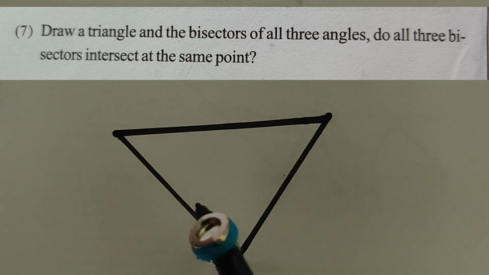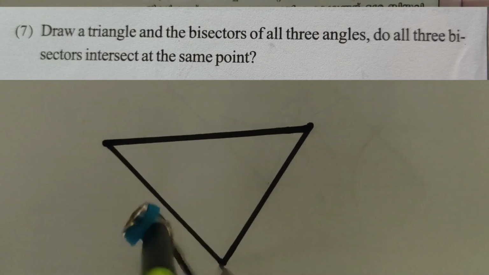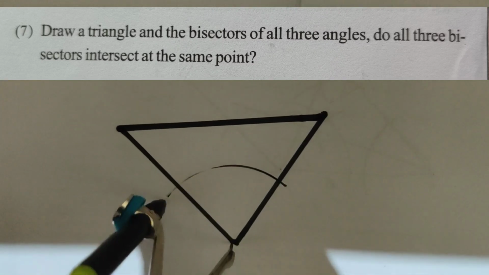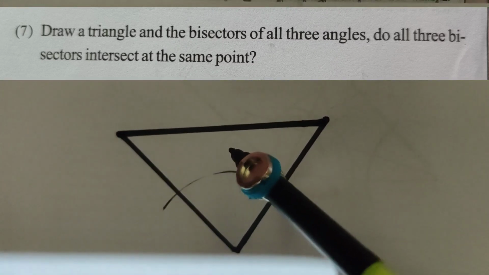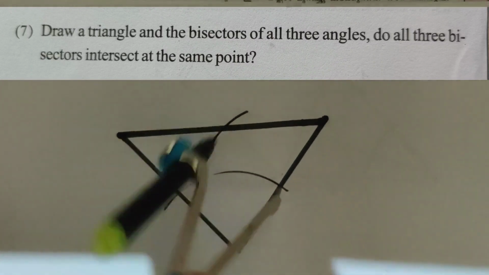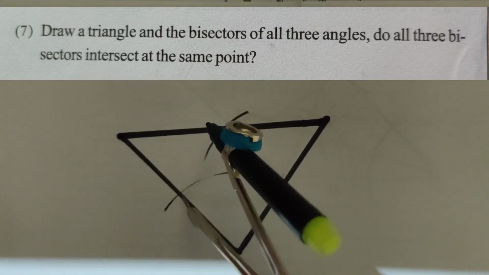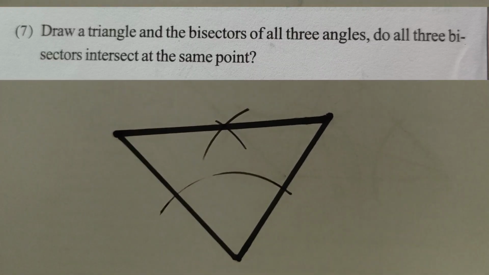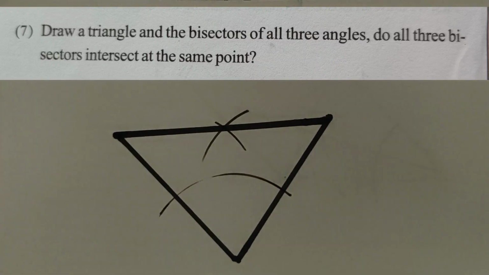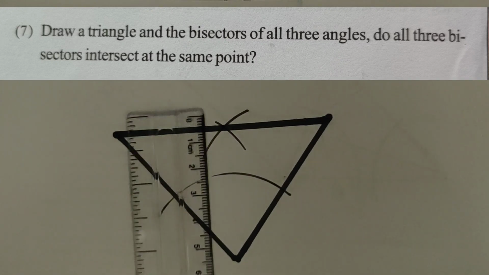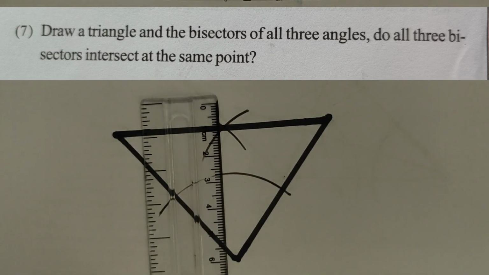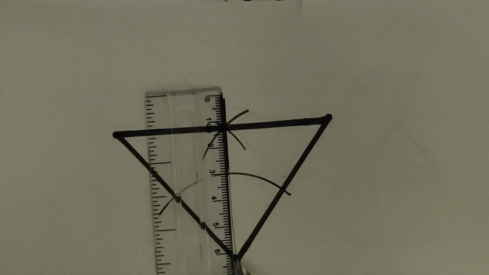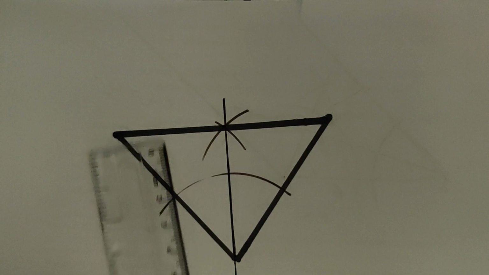How do we construct an angle bisector? We are very clear: first of all we cut this angle by an arc. Now the two legs are intersected at two points, and now again an arc like this, and we get an intersecting point of the arcs. We can join the intersecting point and the vertex like here. We get the first angle bisector. The first angle bisector is done.